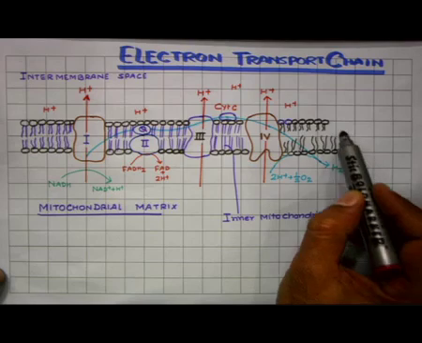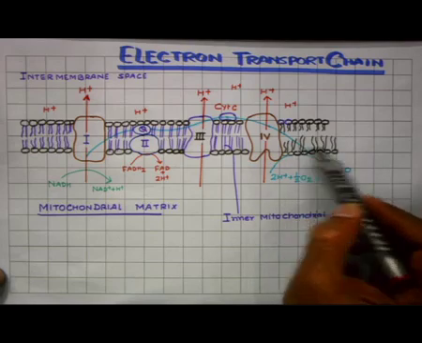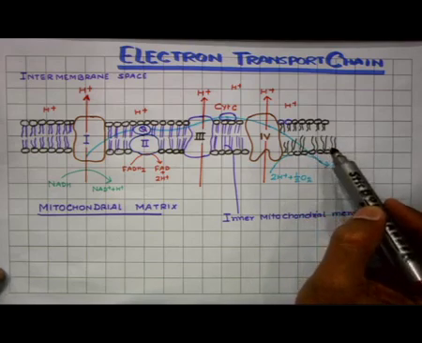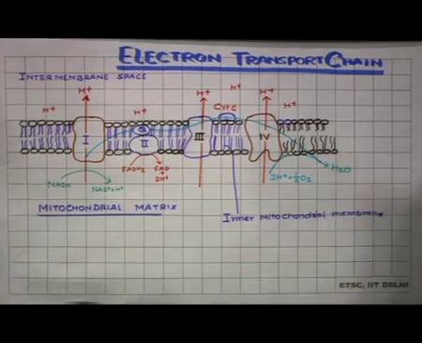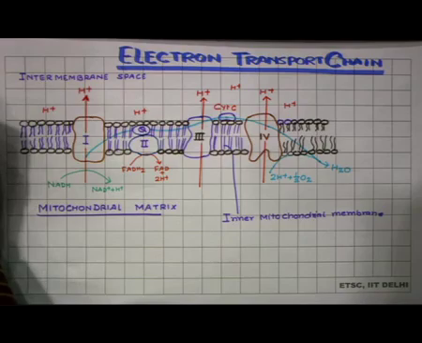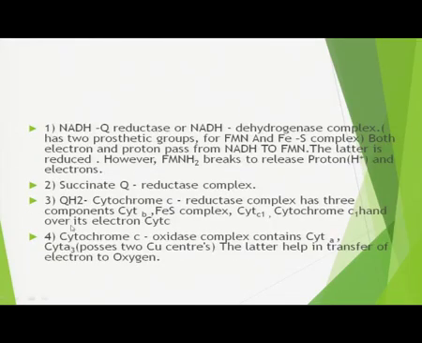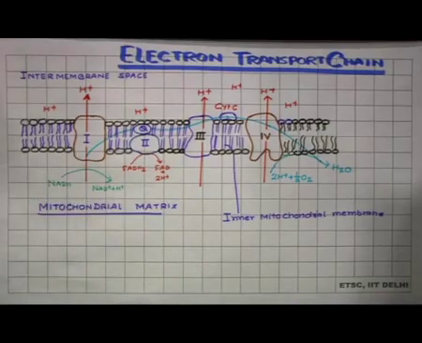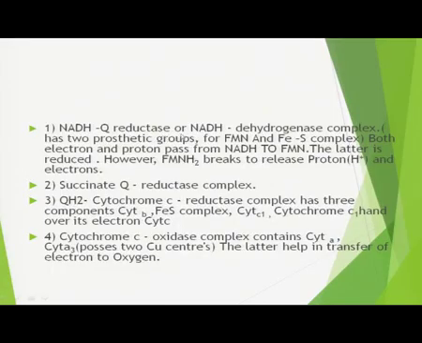Finally, complex 5 is present here at the end of the chain. This complex 5 is finally connected with ATP synthesis with the help of F0 and F1 particles. The complex 1 is also called NADH Q reductase or NADH dehydrogenase complex.